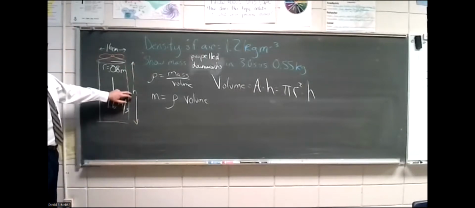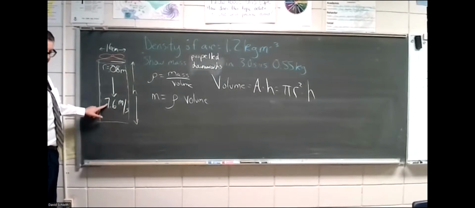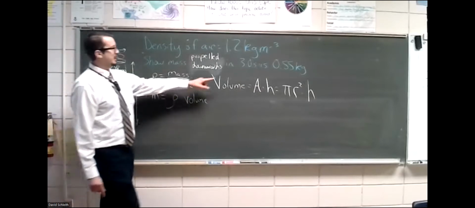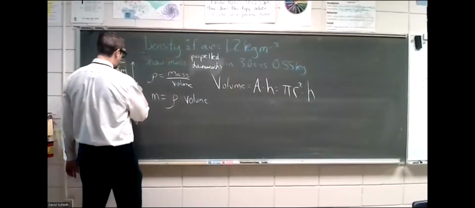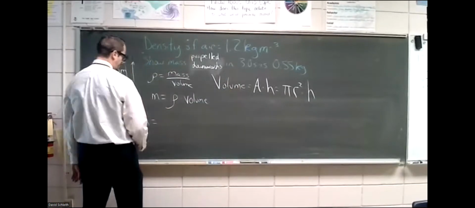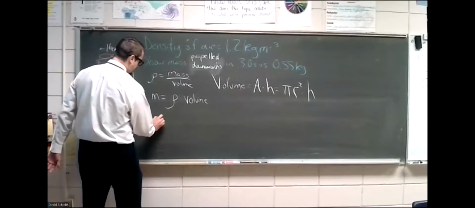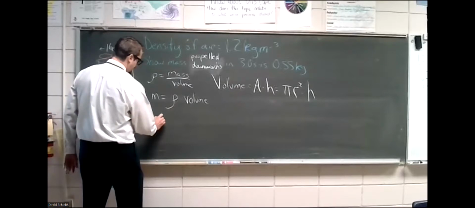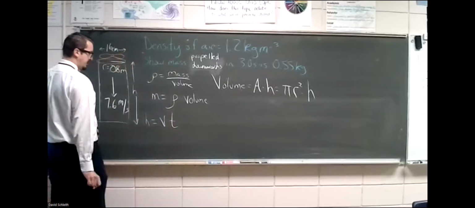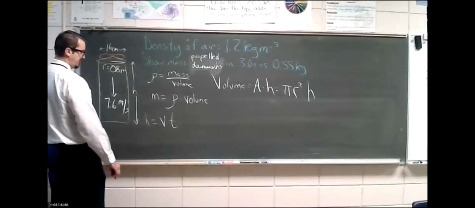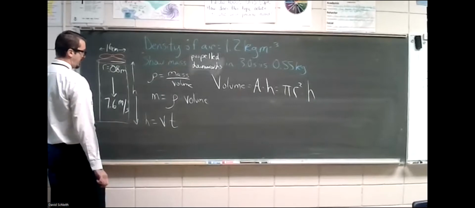We're going to have to calculate the height from the velocity of the air, and that's why they gave us the time interval here, 3 seconds. So we can calculate the height of our cylinder. It's like a distance, right? Distance equals rate times time. So velocity times time is going to give us the distance, in this case, a height.